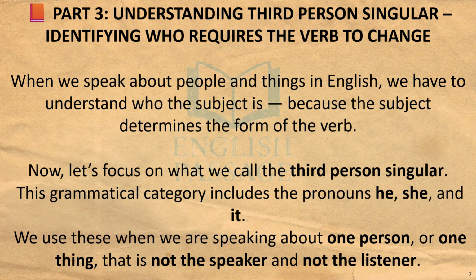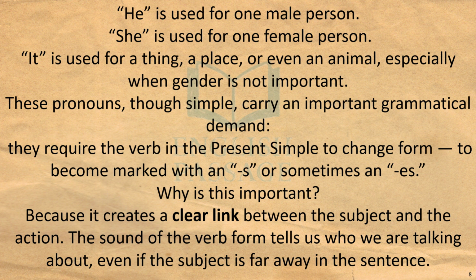Now, let's focus on what we call the third person singular. This grammatical category includes the pronouns he, she, and it. We use these when we are speaking about one person or one thing that is not the speaker and not the listener. He is used for one male person. She is used for one female person. It is used for a thing, a place, or even an animal, especially when gender is not important.